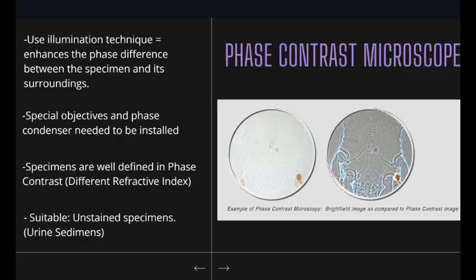So what do we need to do if we were to examine an unstained biological specimen? Well, the phase contrast microscope is the answer. Transmitted light phase contrast, which is used in PCM, is an illumination technique which enhances the phase differences between the specimen and its surrounding. Why? Because specimens which have a refractive index similar to their surrounding can be invisible in bright field, but in this case they are well defined.